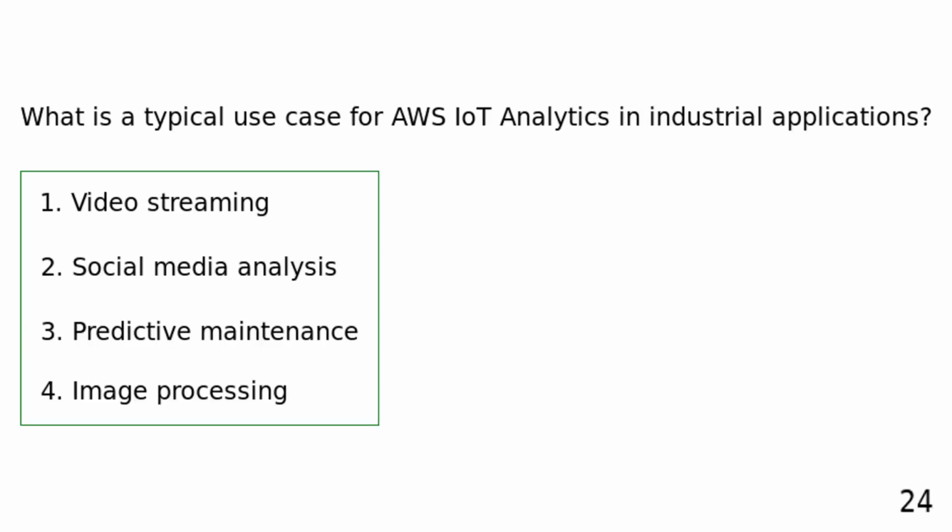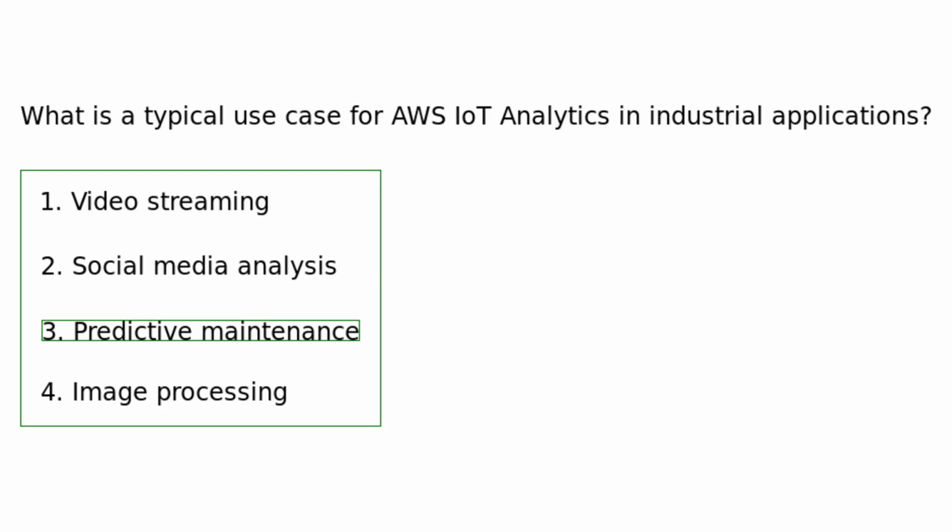What is a typical use case for AWS IoT Analytics in industrial applications? Video streaming, social media analysis, predictive maintenance, image processing. In industrial applications, AWS IoT Analytics is typically used for predictive maintenance.